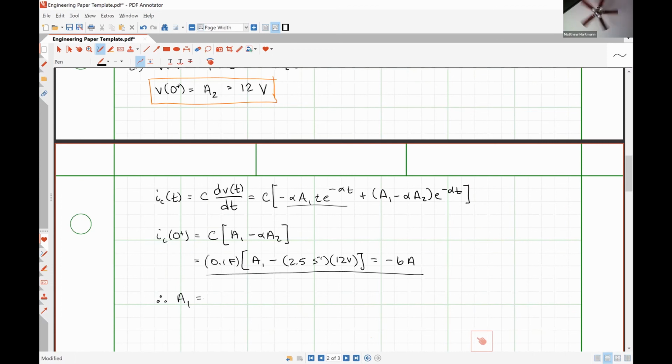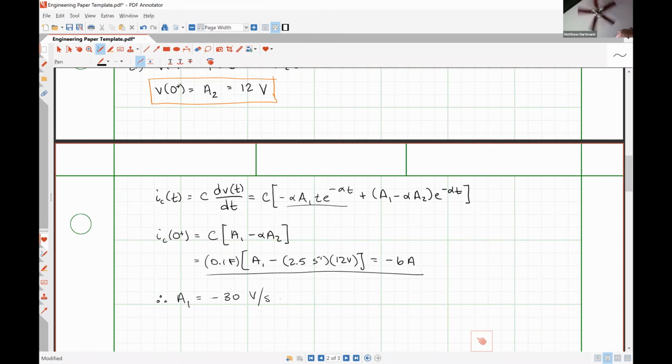(0.1) times x minus 2.5 times 12 is equal to negative 6. I get A1 is equal to minus 30, and the units of this should be volts per second.